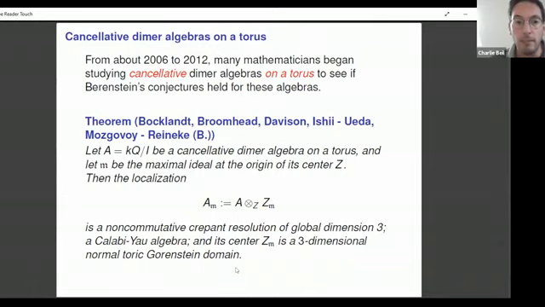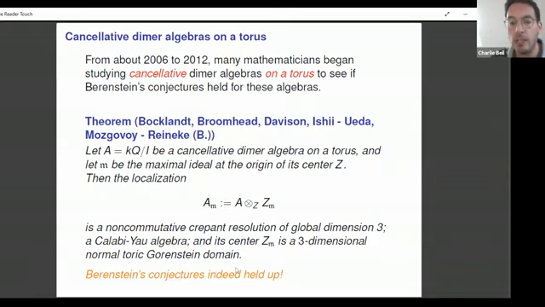So let A be a cancellative dimer algebra on a torus, and let M be the maximal ideal at the origin of its center, C. Then the localization at that maximal ideal of the dimer algebra is a non-commutative Crepant resolution, whatever this means. So it has these nice homological properties of global dimension 3. It is a Calabi-Yau algebra, and its center is a 3-dimensional normal toric Gorenstein domain. So it was found, yes, Berenstein's conjectures indeed held up for these algebras.